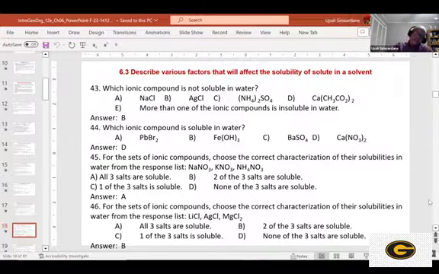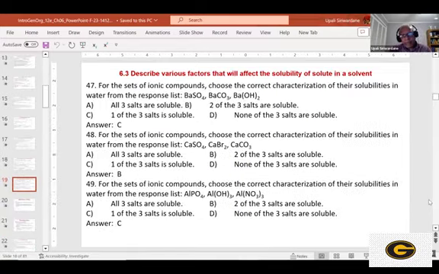So we have many questions about ionic solubility. These are, again, 3 ionic compounds given. Which ones are soluble, which ones are insoluble. You have to pick based on the solubility rules of ionic compounds.